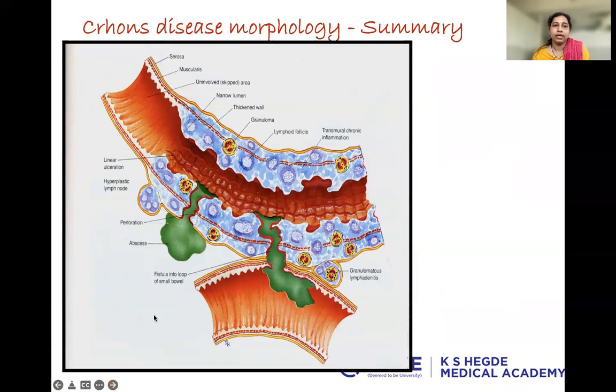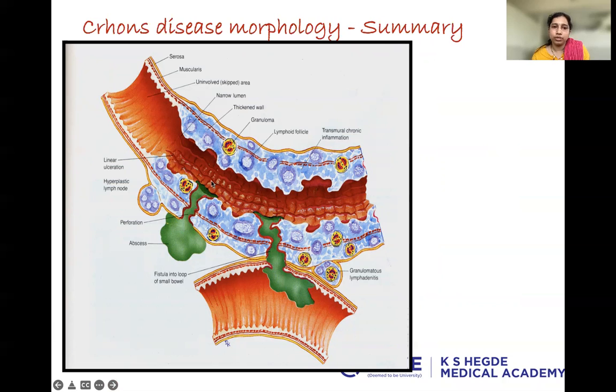So to brief, on gross, there is narrowing of the lumen in the affected area and alternate areas of affected and unaffected area, which are called skip lesions. The wall will be thickened and you can see minute granulomas on the serosa. There can be stricture, abscess formation, fissure and also fistula, connecting part of the intestine to the adjacent intestine or any other abdominal organs.